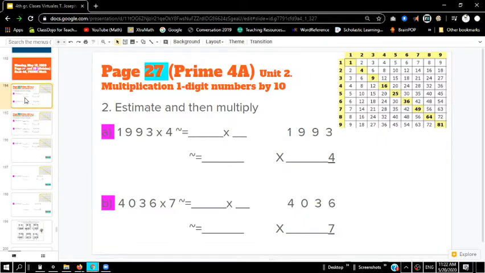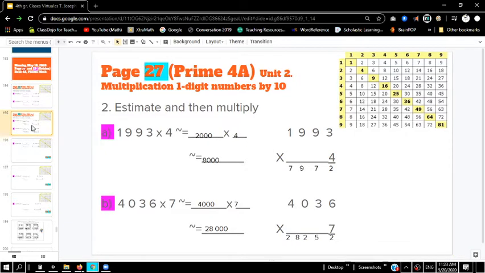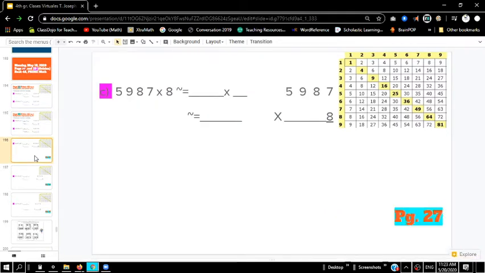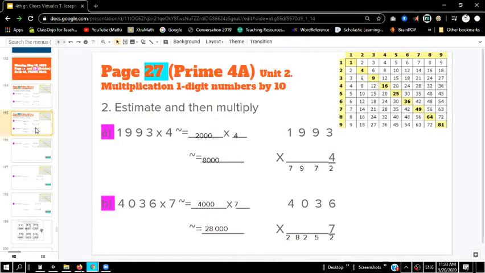So let's continue with page 27 and remember that we did these two problems in class. You can check your answers right here. Here are your answers. If you need to, pause the video to check your answers. And then we're going to do letter C together. So let's open up to page 27 and do letter C together.